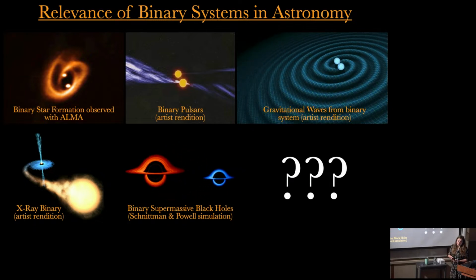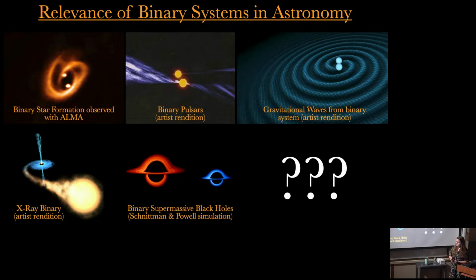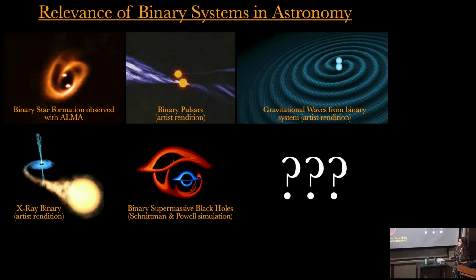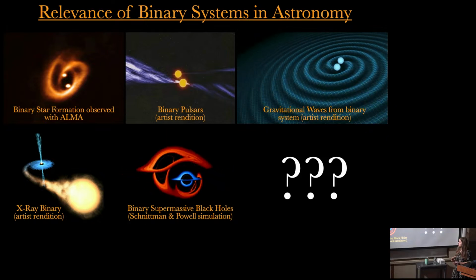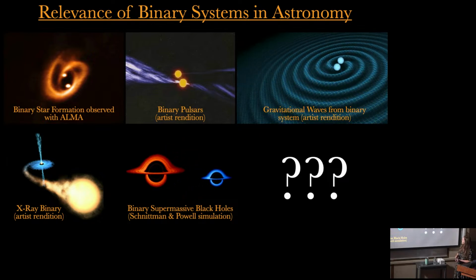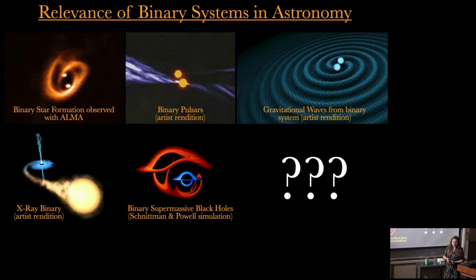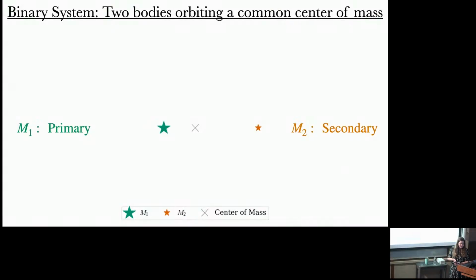In 2015, the Nobel Prize was awarded for the first detection of gravitational waves from compact object mergers. There's a long-standing history of studying X-ray binary systems, and of course, relevant to this thesis, binary supermassive black holes. And I've added some question marks here because there might be many binary systems we haven't discovered or I might not have mentioned here. Okay.